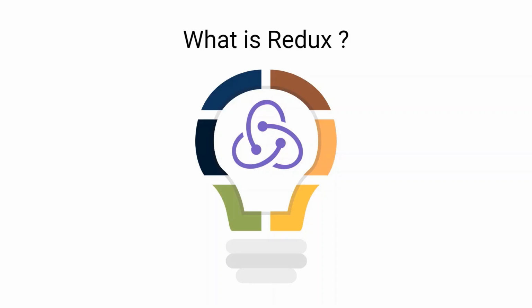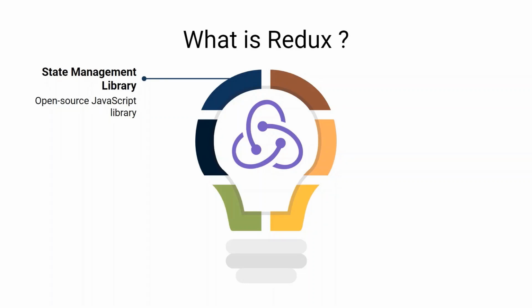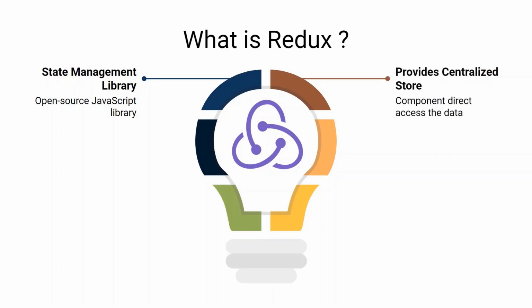Alright, let's start with a simple question. What is Redux? So Redux is an open source JavaScript library for managing application state. It is most commonly used with libraries such as React or Angular for building user interfaces. Redux provides a centralized store for our application state and logic. It gives components direct access to the data they need.